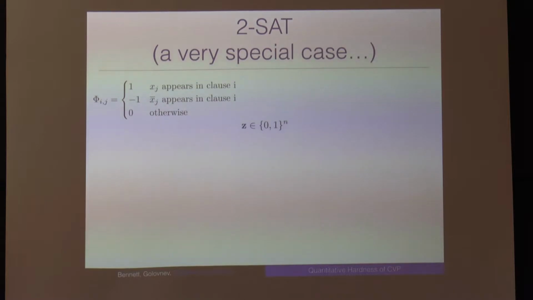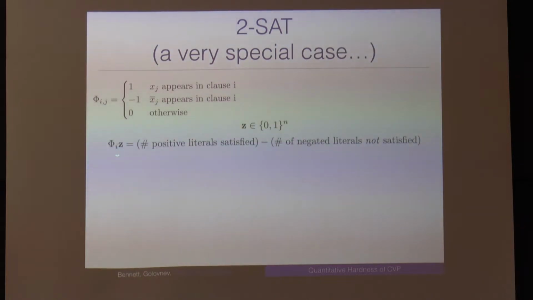But if we assume that z is in {0,1}^n, then what we get when we look at the ith coordinate of this, multiplied by z, is the number of positive literals that are satisfied minus the number of negated literals that are not satisfied. Does that check out? Right? So everywhere I have a 1 for a positive guy, I'll get a 1 here. Everywhere I have a 1 for a negative guy, I'll get a -1 here. So this is nice because it's sort of monotonic in satisfiability or something like that.